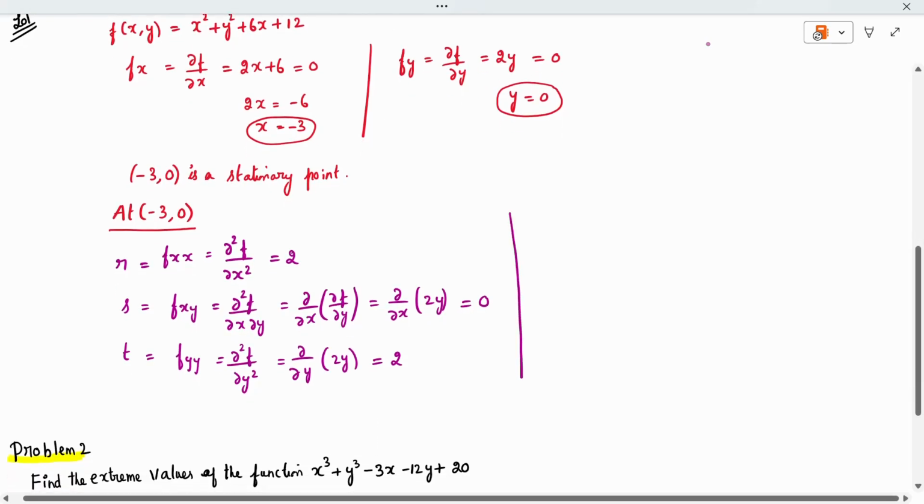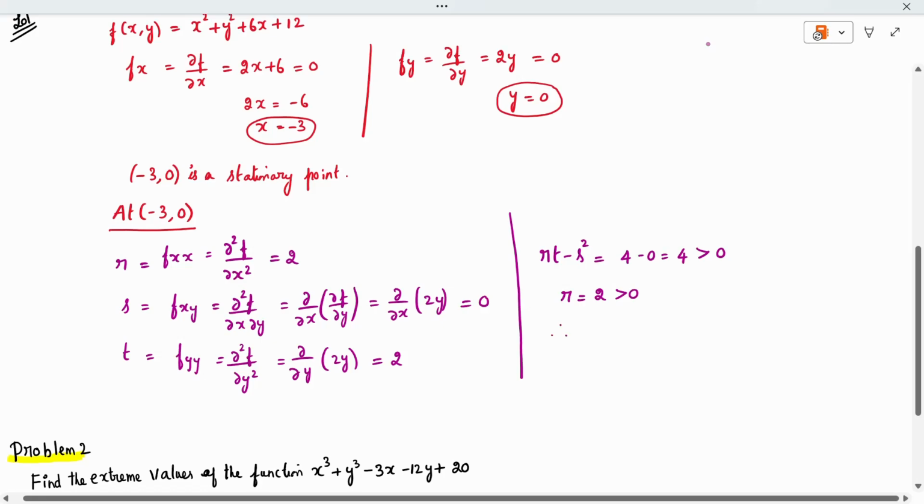When I check the condition, what is our condition? rt minus s squared, I have to check. Multiply rt: 2 into 2, 4. 4 minus 0, 4. I am getting a positive, which means it's greater than 0. When it is greater than 0, I have to check r also. R I am getting 2, so it is also greater than 0. So both are greater than 0.